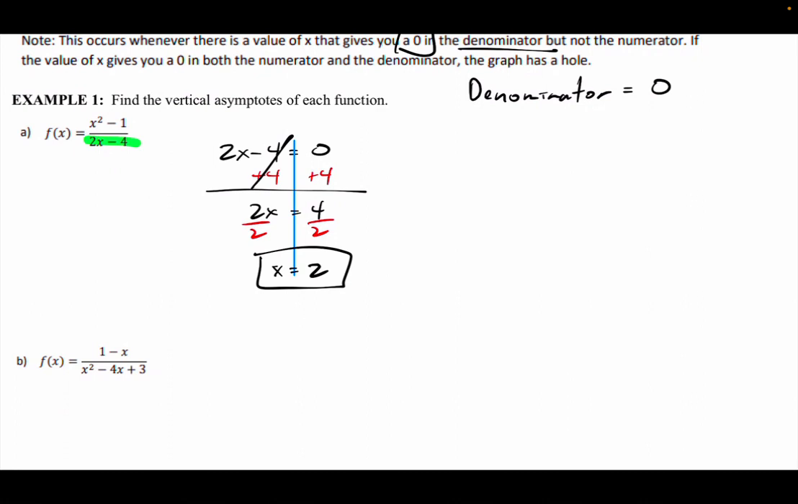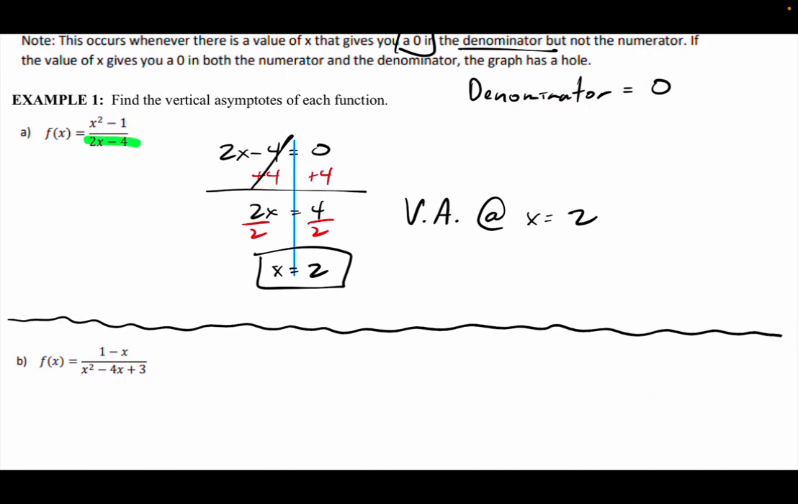So that's going to be a vertical asymptote. Okay? So we say vertical asymptote, VA, I just use VA for short, at x equals 2. That's the only place because that's the only number I could plug in there. If I plug in -2, it's going to give me -8. It's not going to give me 0.